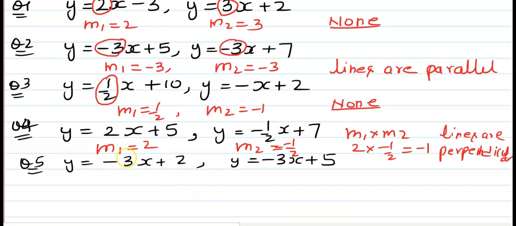Okay, and if you see here, m1 is minus 3 and here m2 is also minus 3, right? So they both are equal, so the lines are parallel.